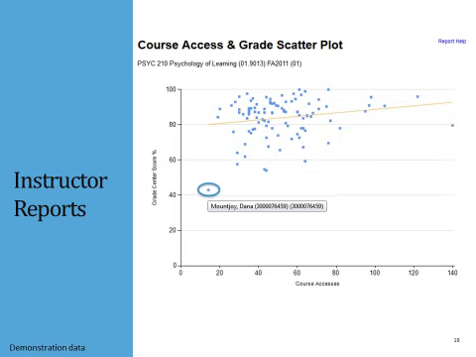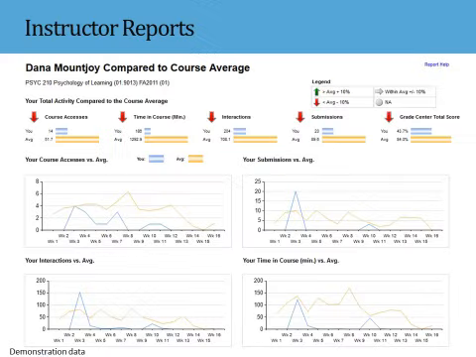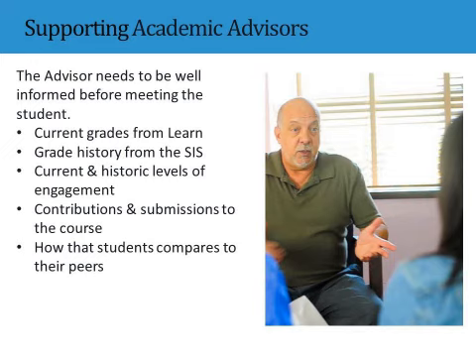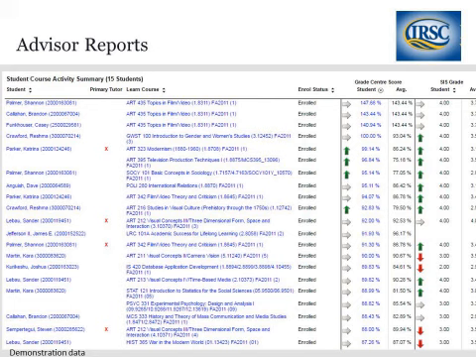This is a typical report. It shows a scatter plot of the students on the course, and by clicking on the link, you're taken to more detail about that particular student's academic history and their levels of engagement. They also provided the academic advisors with their view of exactly the same data, and that included things like current grades from Learn. Remember, that was giving them real-time insight into how those students were doing, and also grade history from the SIS and levels of engagement. So they're getting a picture about what type of student that is and how best to help that student. So this is a sample of that type of report, and it not only shows the current levels of engagement and progress, but also historic data on the student.